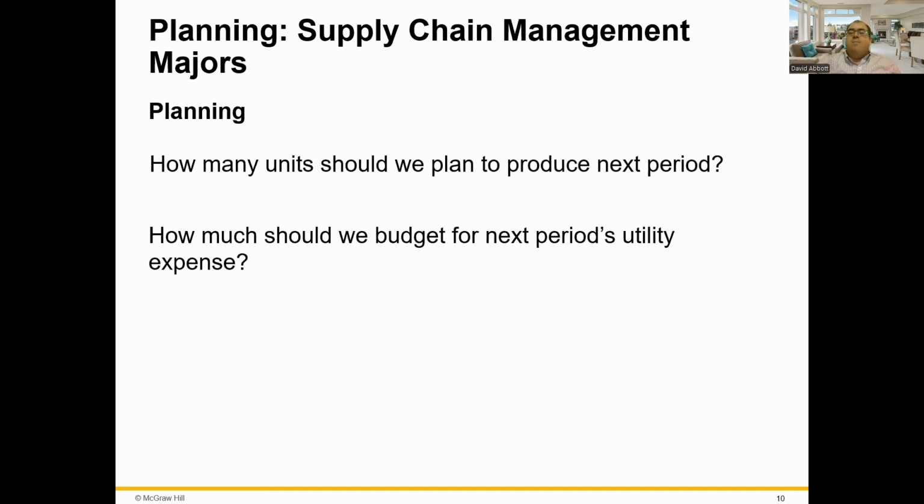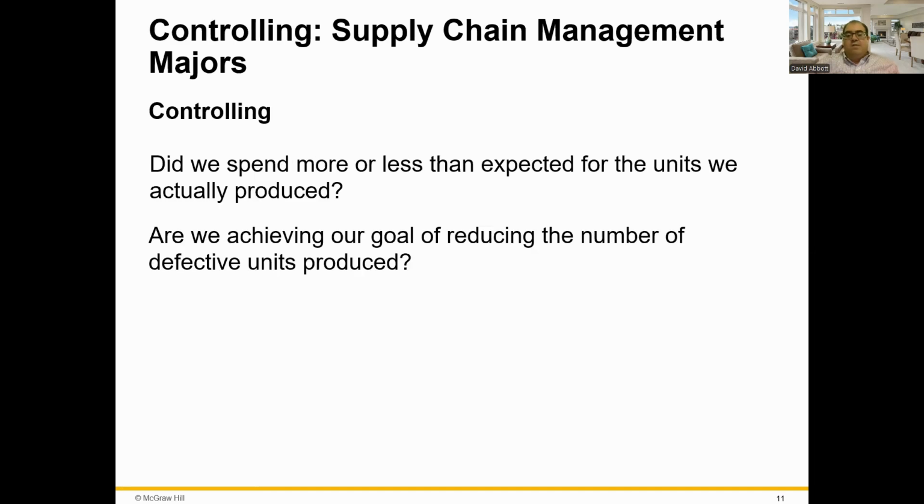Now, somebody that was majoring in supply chain management, which we don't have at Merced College, but you might see somebody with that, might be concerned about, in the way of planning, how many units they should plan to produce within the next period, and how much we should budget for the next period's utility expense.